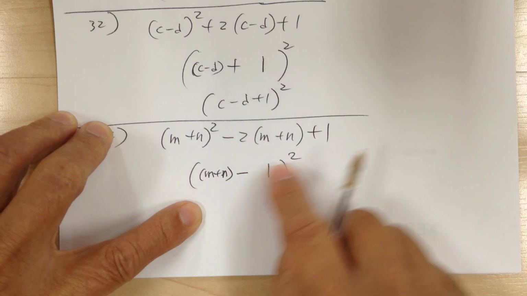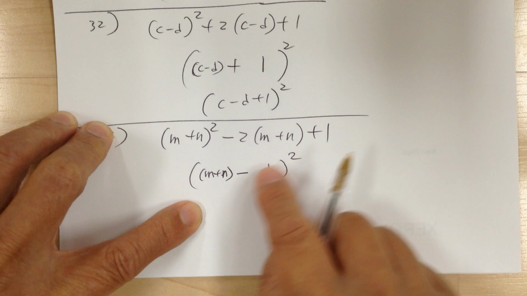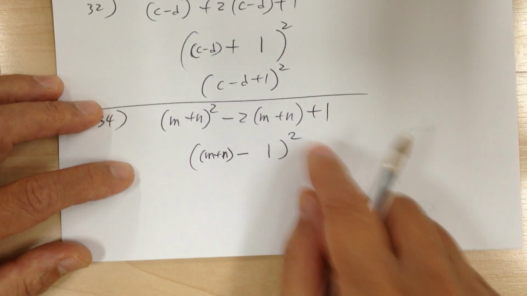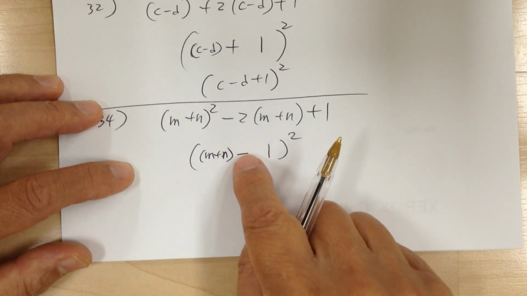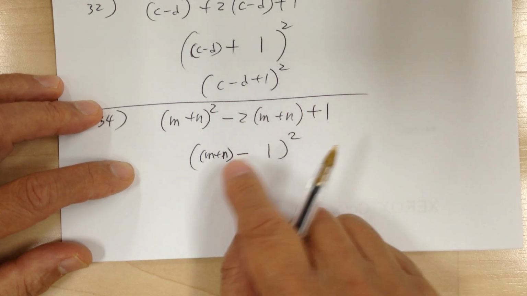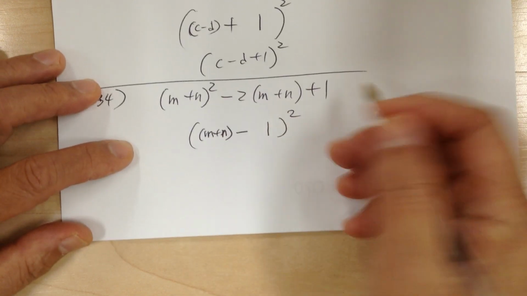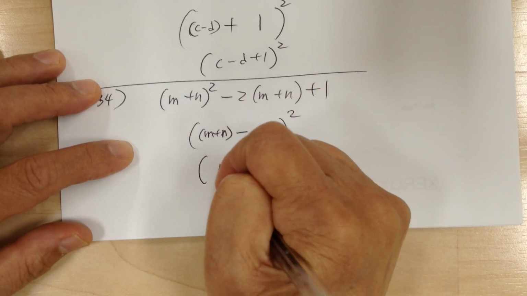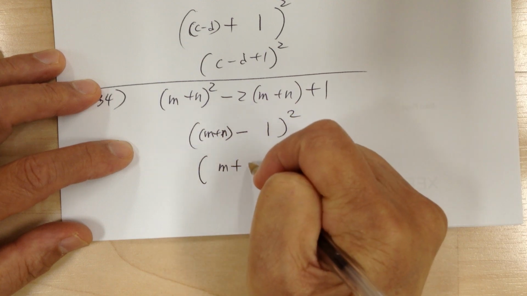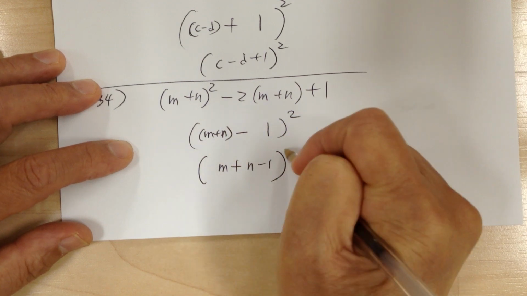Again, 1 squared, and negative squared gives me positive. So this gives me that, 1 squared gives me 1. Let's check and see if everything matches. The sign is negative, match. 2 times 1 is 2, match, and the group matches. So again, you want to tidy up a little bit, so you can get rid of the parentheses inside. So you get m plus n minus 1, the whole thing squared.